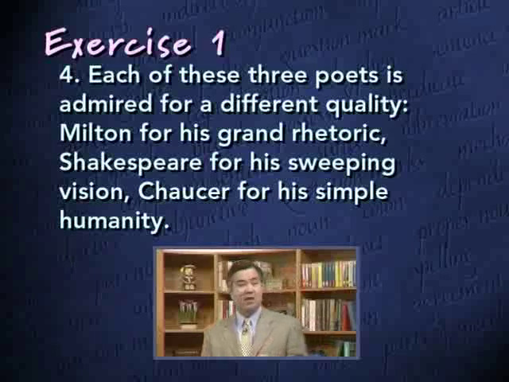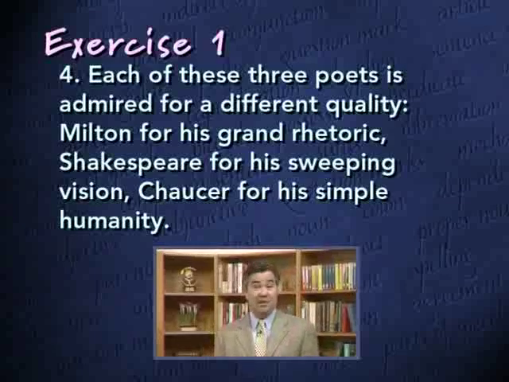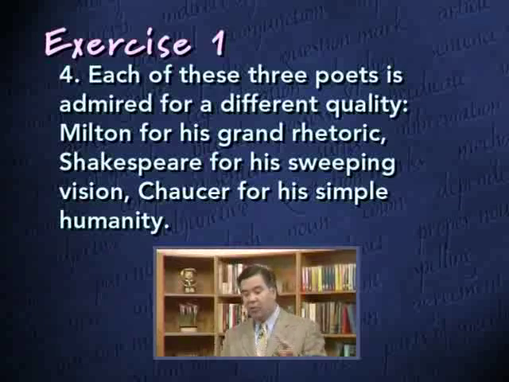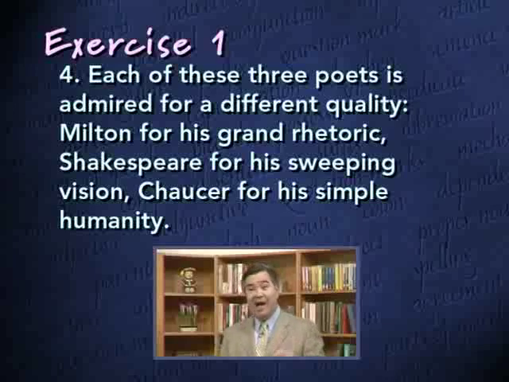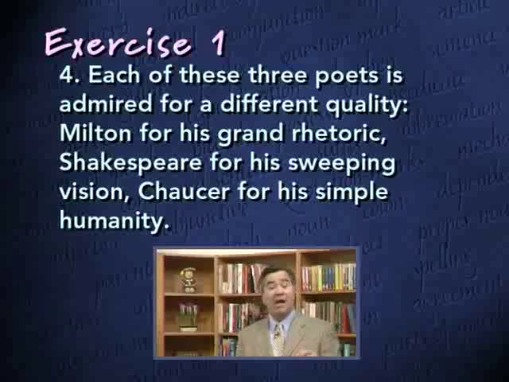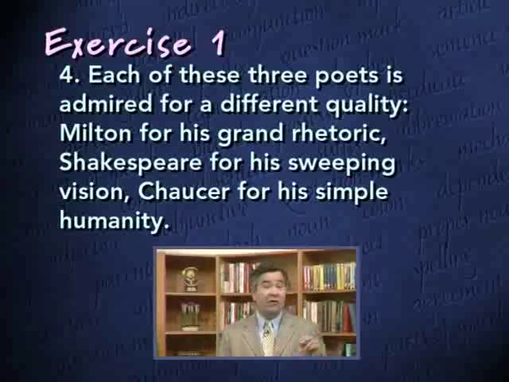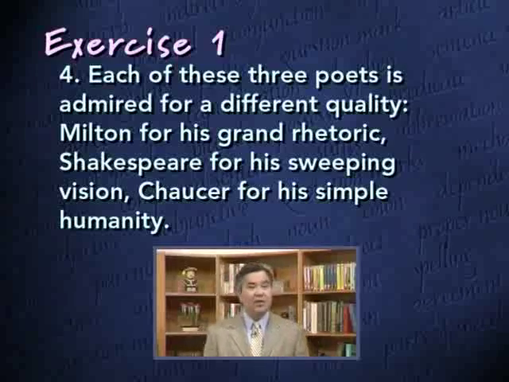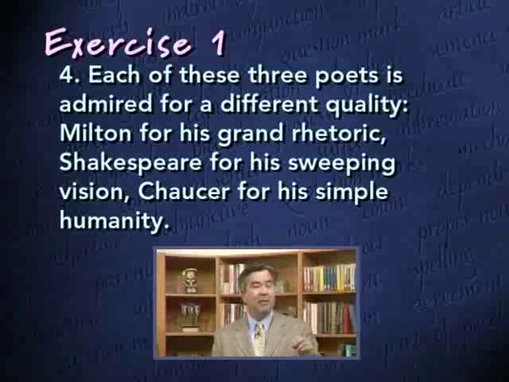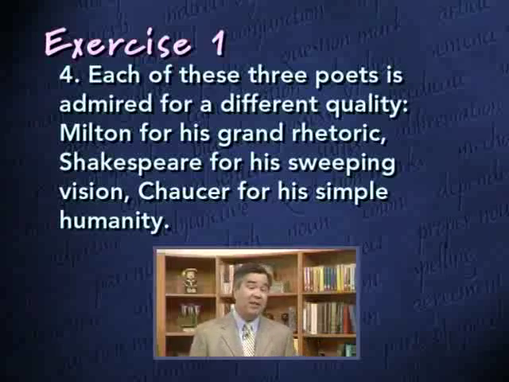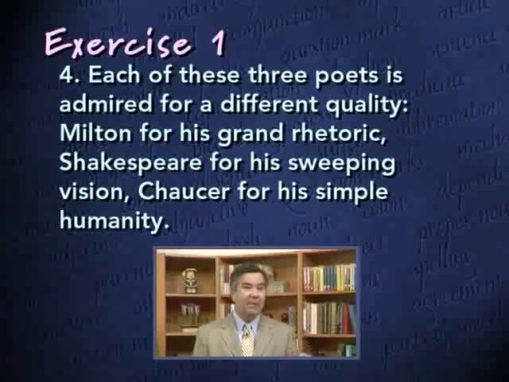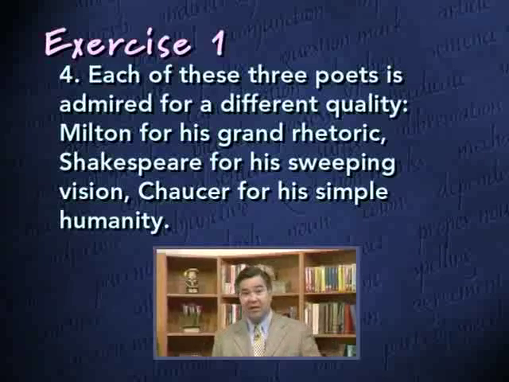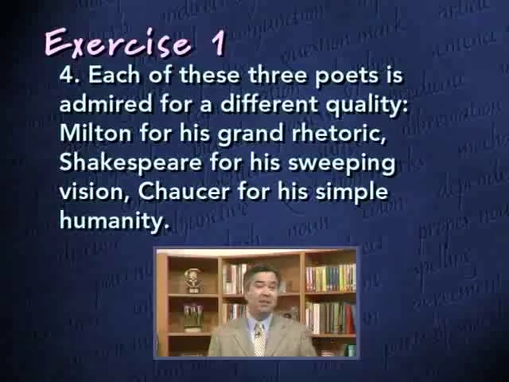Let's take a look at how the writer of this sentence was careful to follow the principle of parallelism. He's listing 3 poets and the quality for which they are admired. And let's look at how each of these phrases was set up and notice how parallelism was maintained. In each case, the phrase begins with the name of the poet: Milton, Shakespeare, Chaucer. And in each case, what follows is a prepositional phrase that describes the quality for which that poet is noted. And in fact, the parallelism goes even further than that. Within the prepositional phrase, the author has been careful to follow the same grammatical setup, that is, by ending the prepositional phrase with an adjective and a noun: grand rhetoric, sweeping vision, simple humanity.